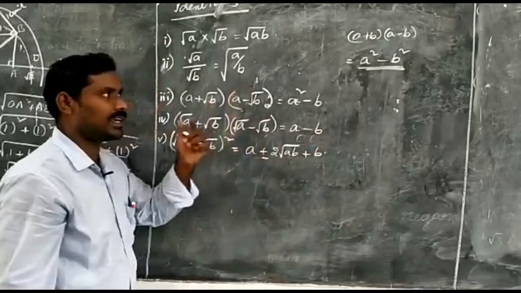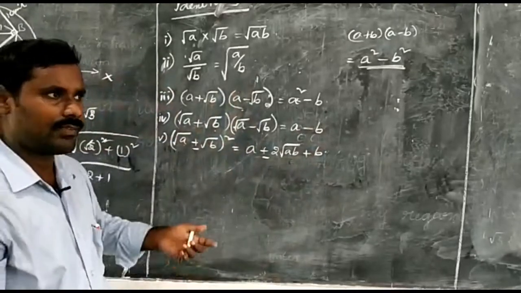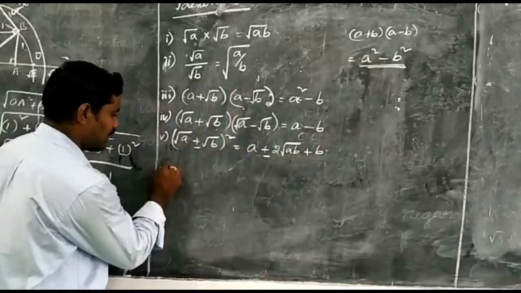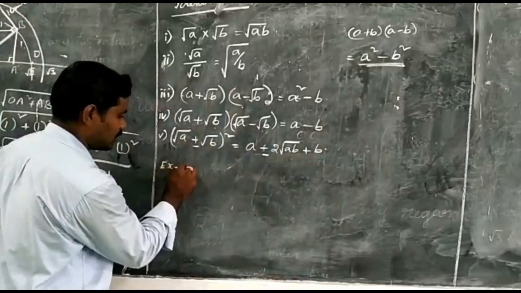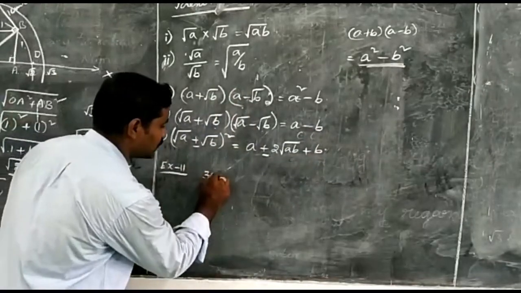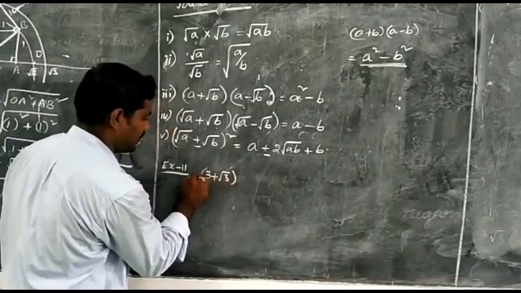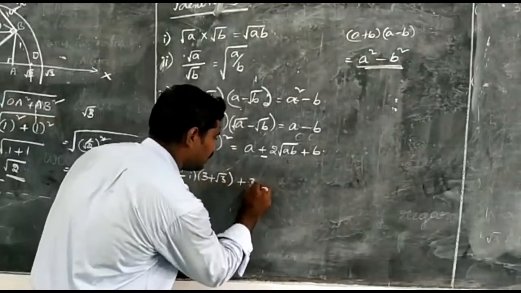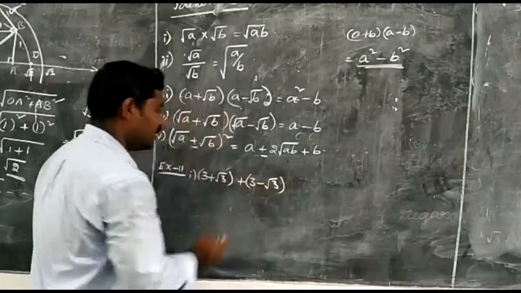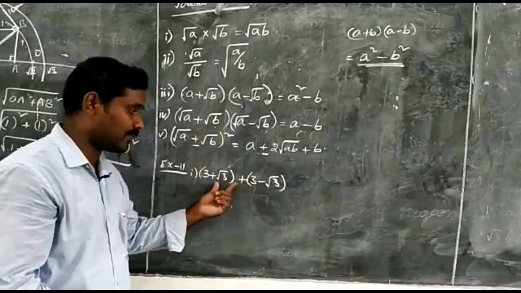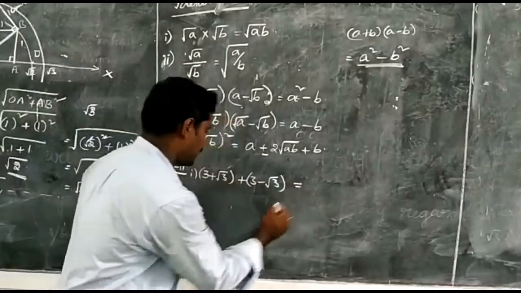Now using these identities, examine whether the given number is rational or irrational. Now I am taking example 11 in the textbook, page number 13. First one: (3 plus root 3) plus (3 minus root 3). This is an irrational number and this is also an irrational number. Sum of irrational numbers, let's see here.